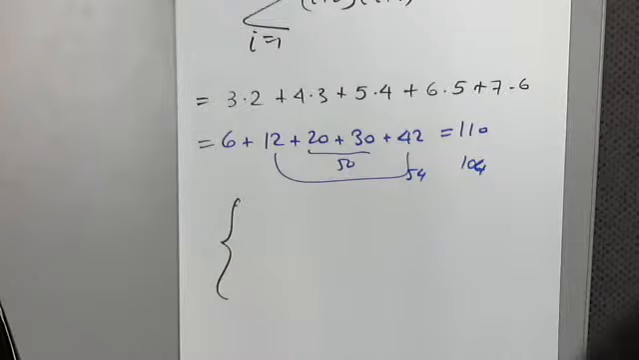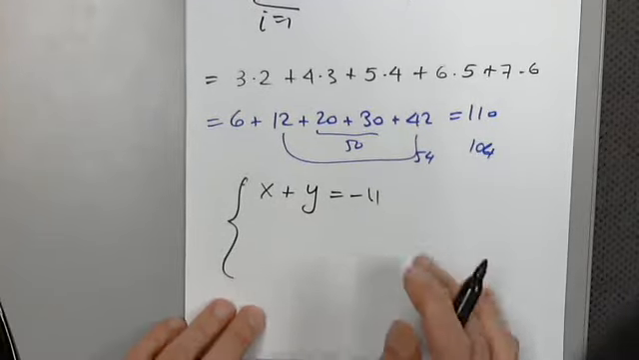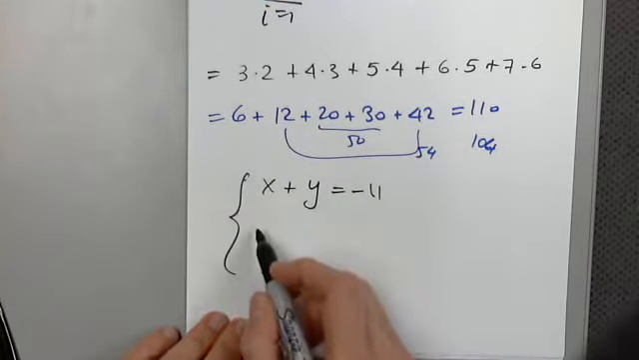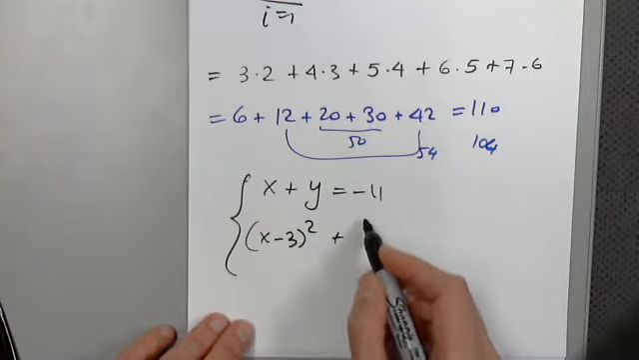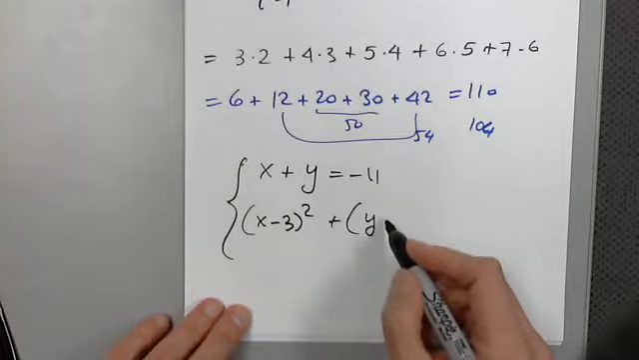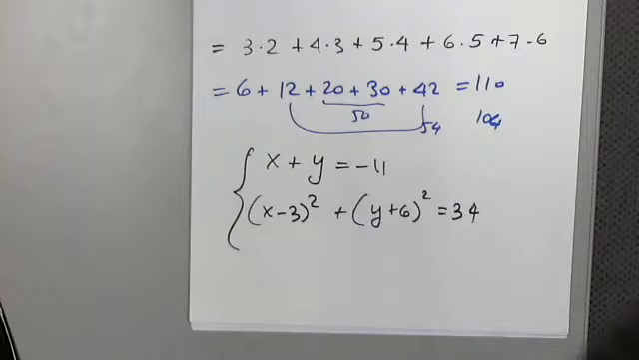Yes. Any problem? x plus y equals, parentheses, the next one, parentheses (x minus 3) squared plus (y plus 6) squared equals 34. Very good. So this is a system of two what? It's equations, but what type? One's linear, one's nonlinear. Very good. So it's considered a nonlinear system of equations.